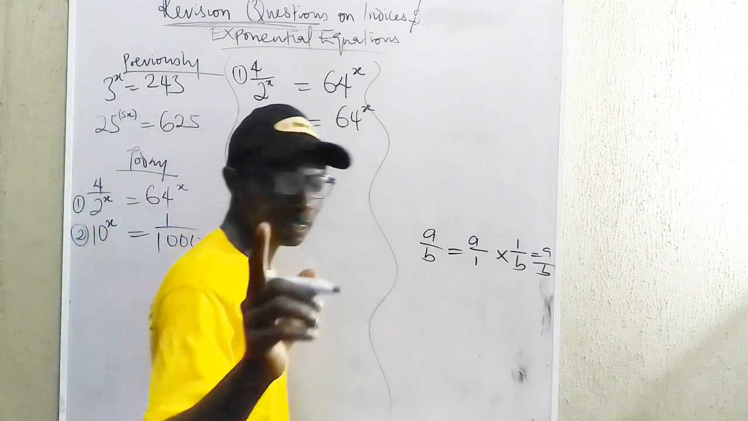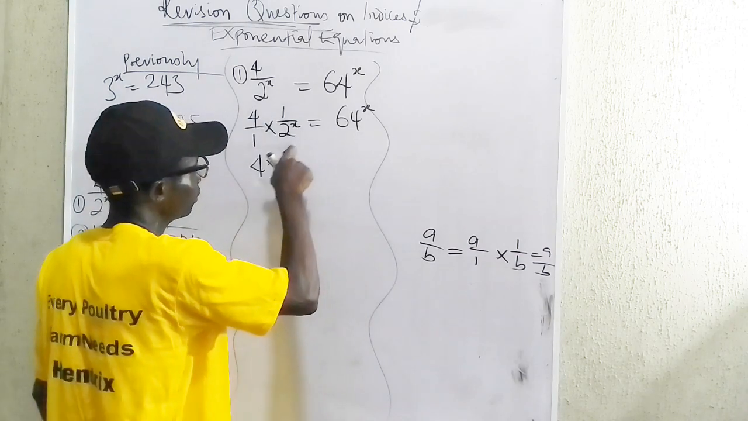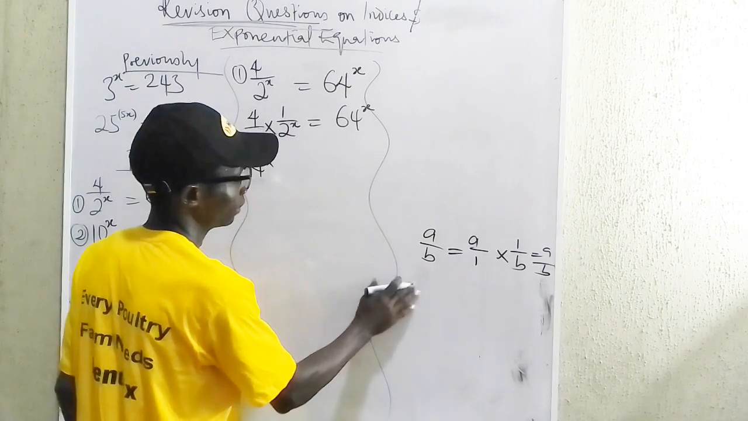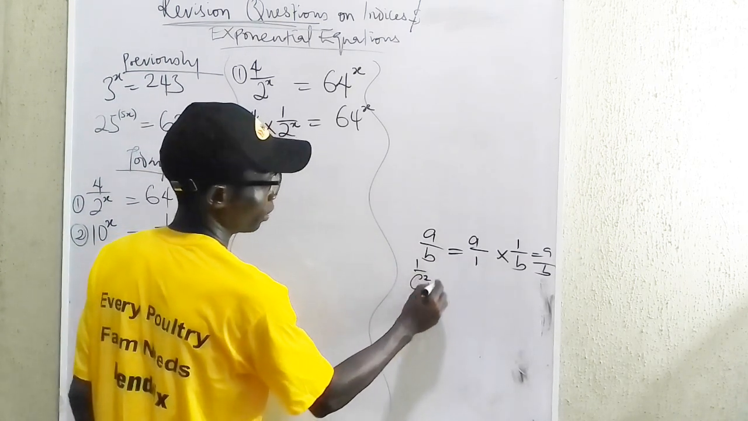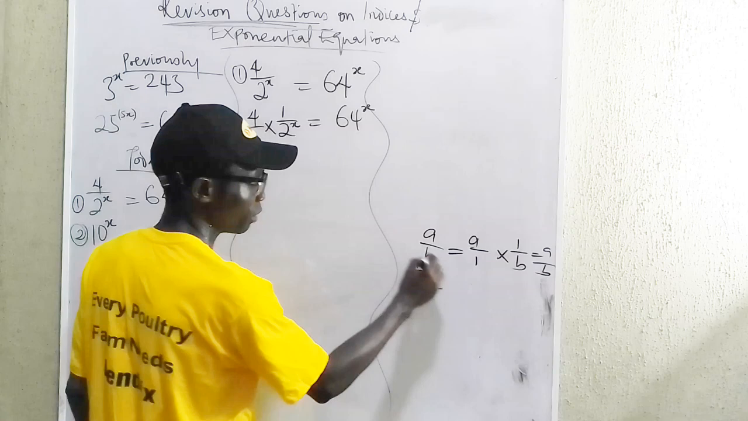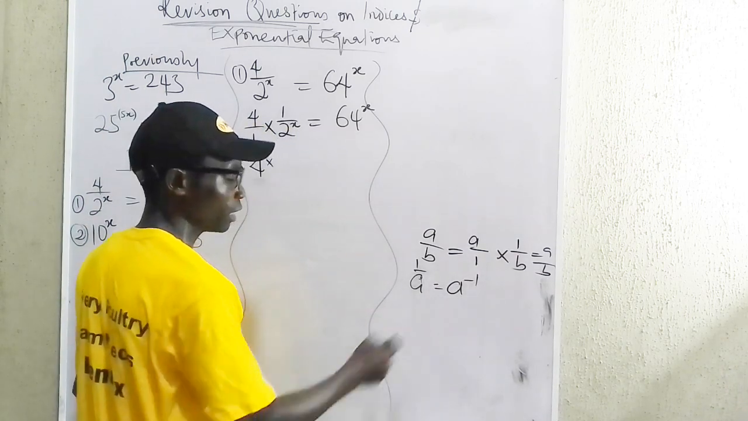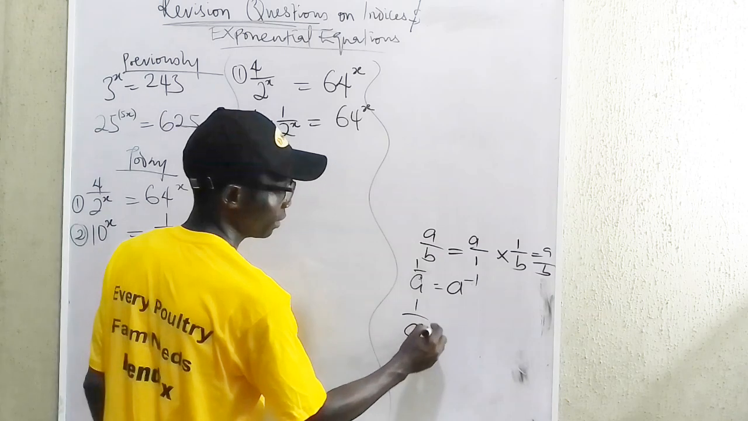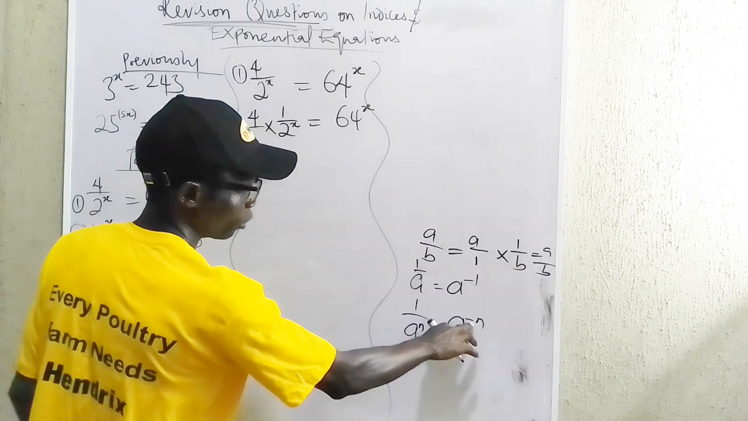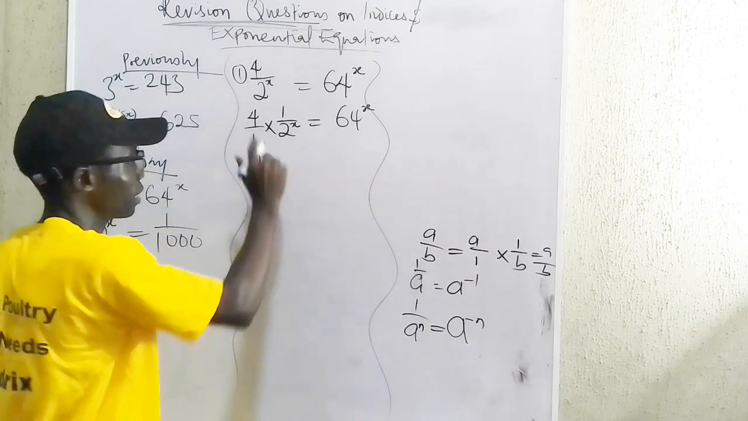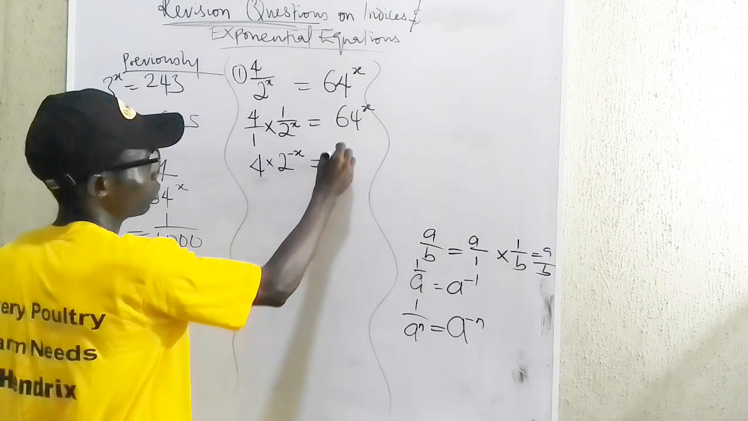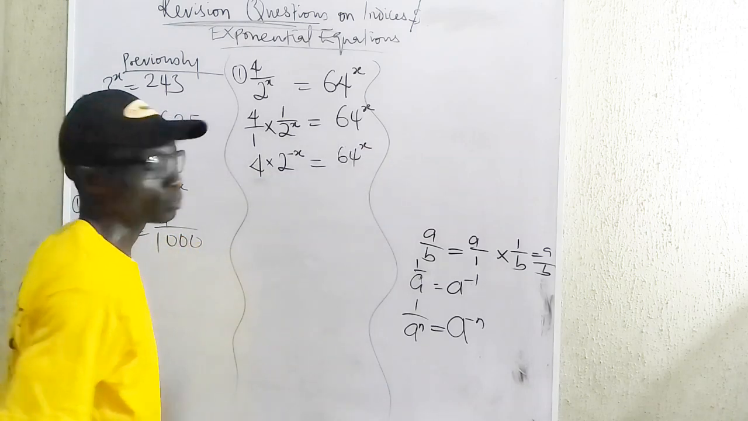Now remember the law of reciprocal power, where we have a raised to the power of minus 1. What it means is 1 over a. In the same way, if we have a raised to the power of minus n, it means 1 over a raised to the power of n. So the same thing happens here. This is going to become 2 raised to the power of minus x, equals 64^x.